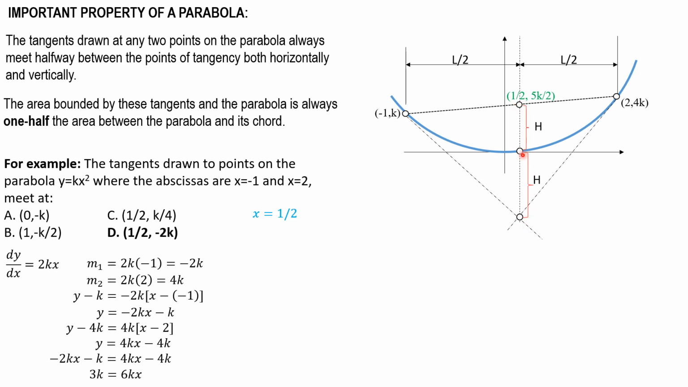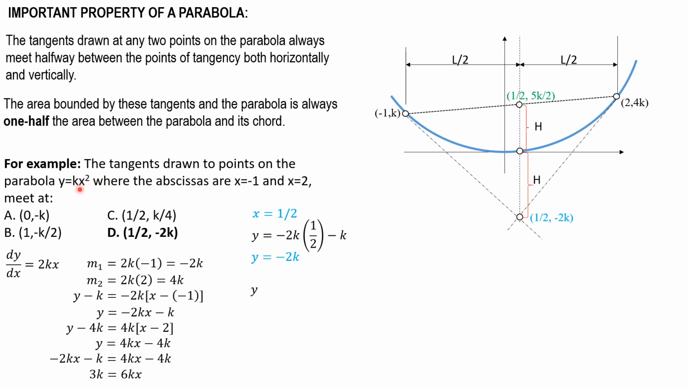Then for the coordinates of this point, x is 1/2. Then the value of y, we substitute it into this equation here. Y is -2k times 1/2 minus k, so it is -2k. Therefore, this point here is at 1/2 comma -2k.